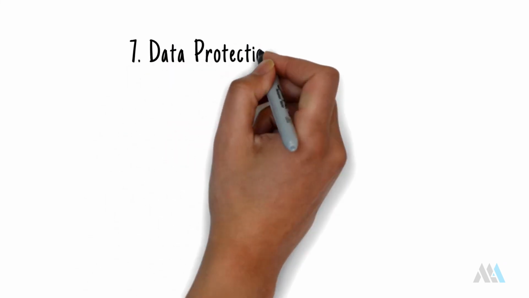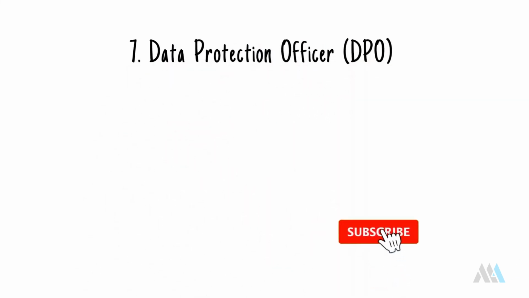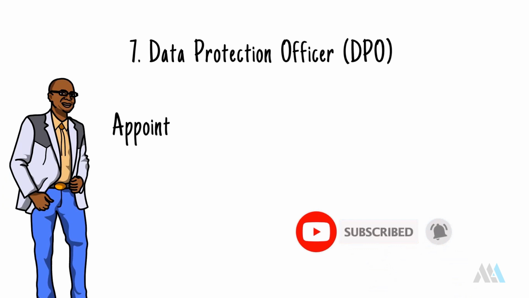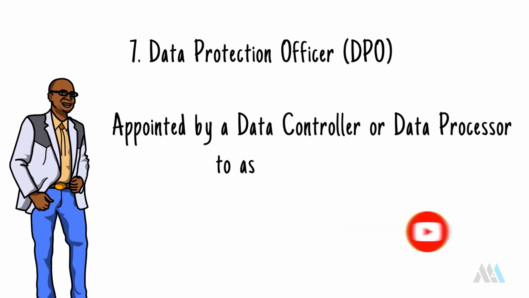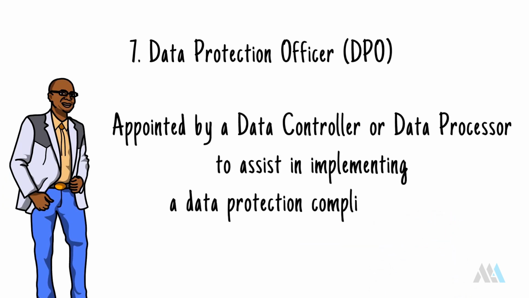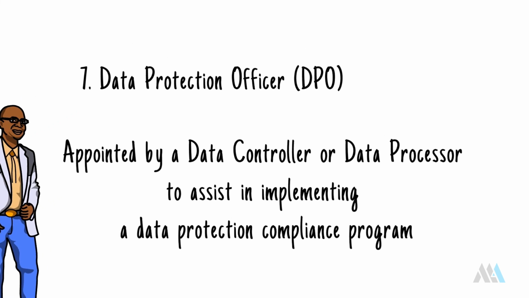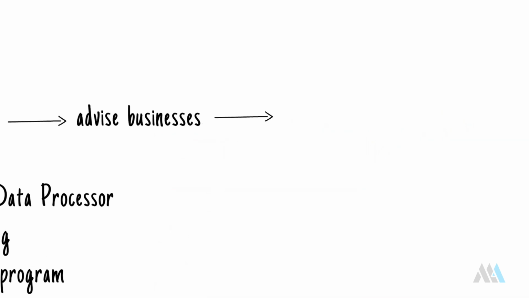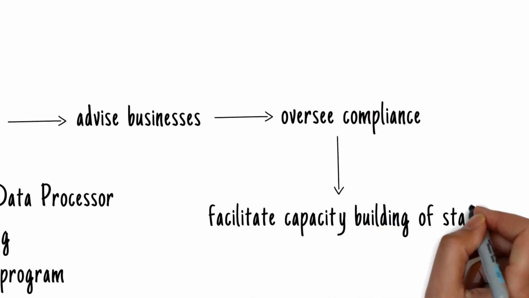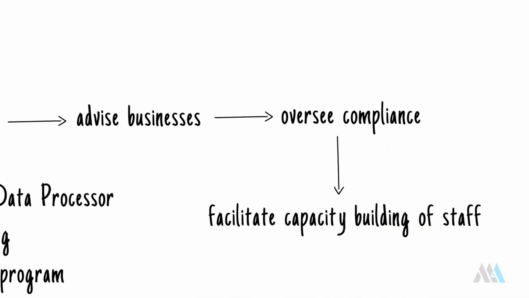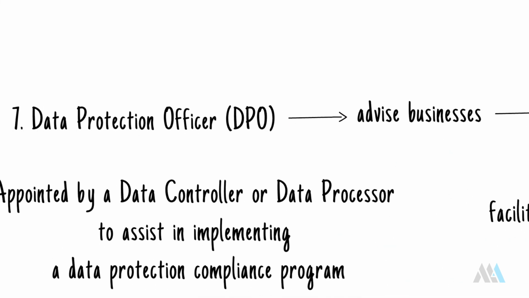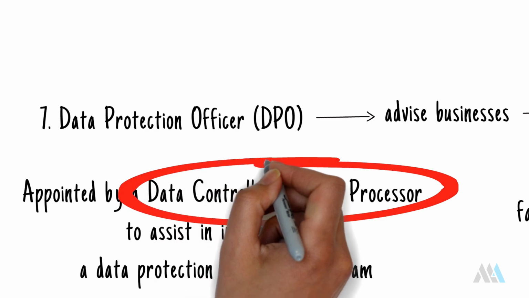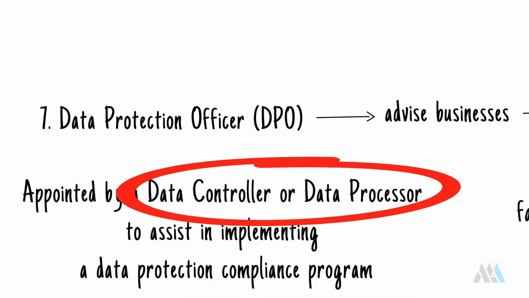The seventh term is Data Protection Officer or DPO. This is a person appointed by a data controller or data processor to assist in implementing a data protection compliance program. DPOs advise the business on the requirements of the Act, oversee compliance, and facilitate capacity building of staff involved in data protection activities. They are also the liaison between the data commissioner, data controller, or data processor on all matters relating to data protection.